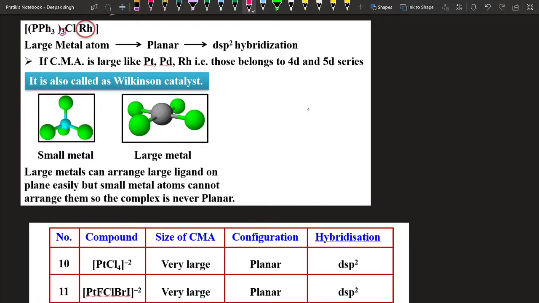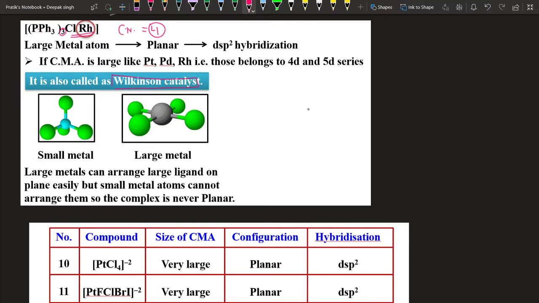This is Cl, which has denticity 1. So the coordination number for this complex should be 4. 3 coordinate bonds will be formed by triphenyl phosphine and 1 coordinate bond will be formed by chlorido. This is the central metal, it is rhodium. It's a very important compound which is referred to as Wilkinson's catalyst.